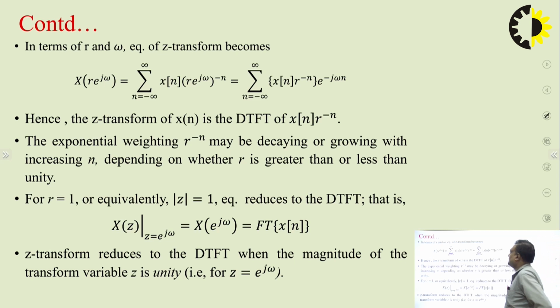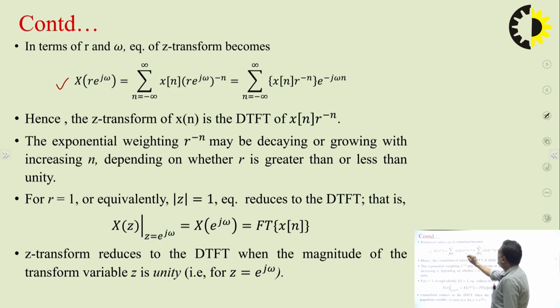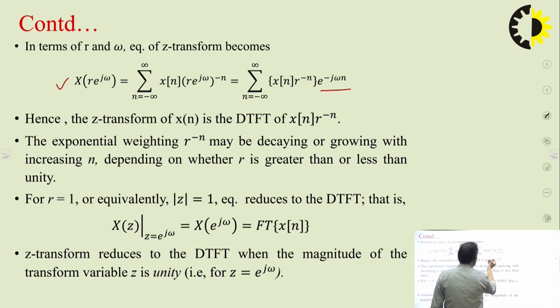Now in terms of r and omega, the equation of the z transform becomes, in place of z, we will put z equals r e to the power j omega. So you can see the expression will now become x[n] into (r e to the power j omega) to the power minus n. This can also be written as summation n equals minus infinity to infinity x[n] r to the power minus n e to the power minus j omega n. So what is this?